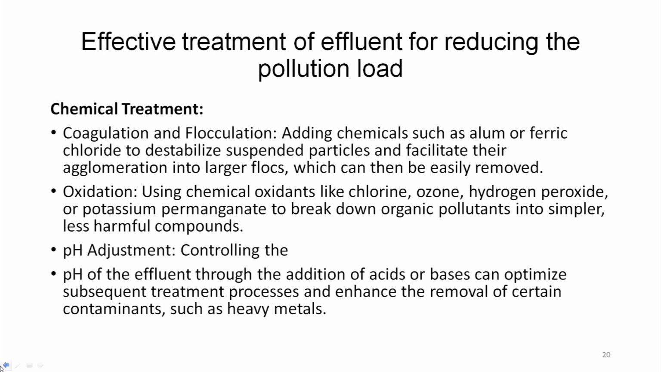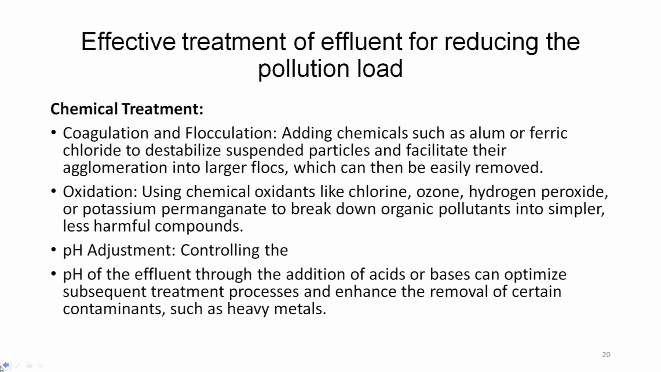Then comes chemical treatment. This also we have covered, but we are consolidating now all the information as to how to reduce the pollution load. From that perspective, we are learning this lecture. Chemical treatment: coagulation and flocculation, adding chemicals such as alum or ferric chloride to destabilize suspended particles and to facilitate their agglomeration into larger flocs, which can then be easily removed.